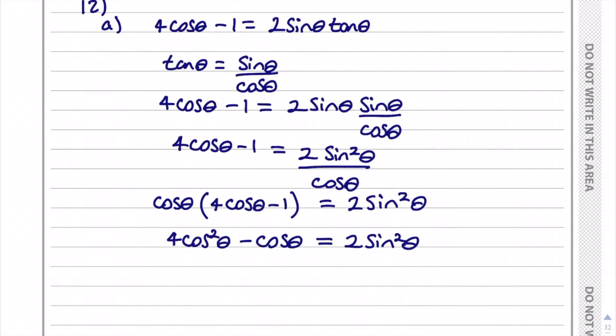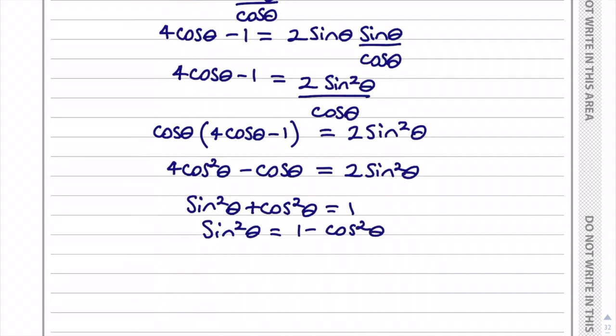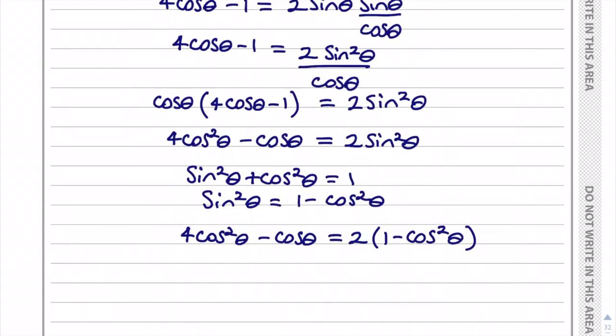Now, the form that they've written the equation in is all in terms of cos theta. On the right-hand side, we can use the trig identity, sine squared theta plus cos squared theta equals 1, and rearrange sine squared theta in terms of cos squared theta. So we get sine squared theta equals 1 minus cos squared theta. If we replace sine squared theta with 1 minus cos squared theta, we're going to get 4 cos squared theta minus cos theta equals 2, all multiplied by 1 minus cos squared theta. If we simplify this, we get 4 cos squared theta minus cos theta equals 2 minus 2 cos squared theta.